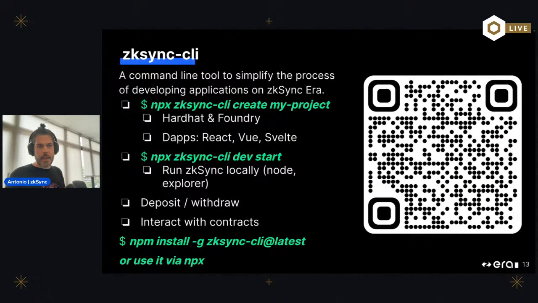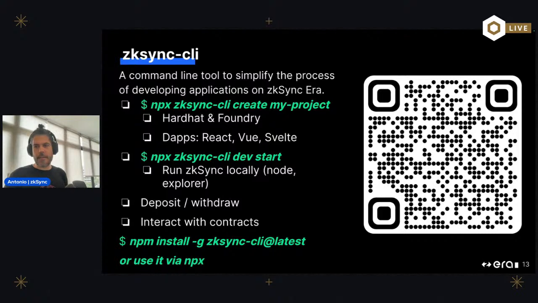So we've seen an overview of ecosystem tools and, at a pretty high level, how to build, but one of the most important tools to build on ZkSync is ZkSync CLI. This QR code, I think, sends you directly to the page of our docs about ZkSync CLI. In general, ZkSync CLI is a command line tool that simplifies the process of developing applications on ZkSync.